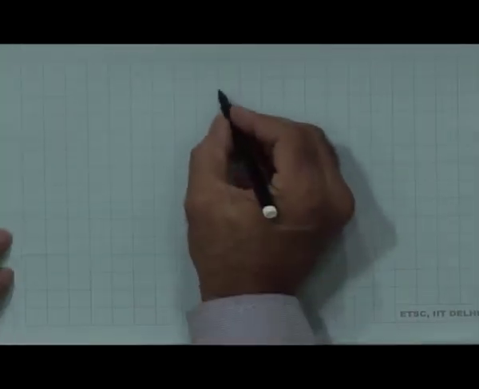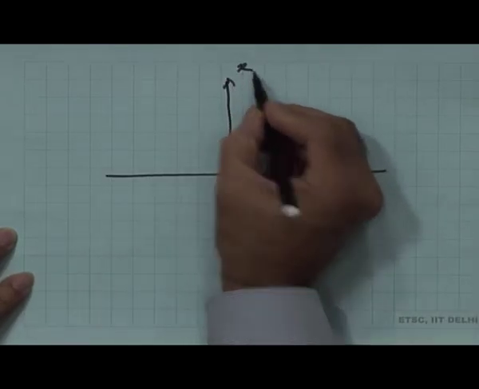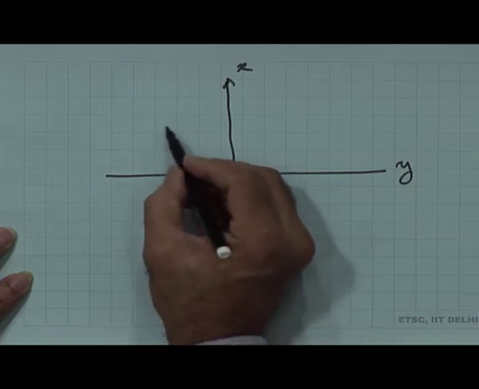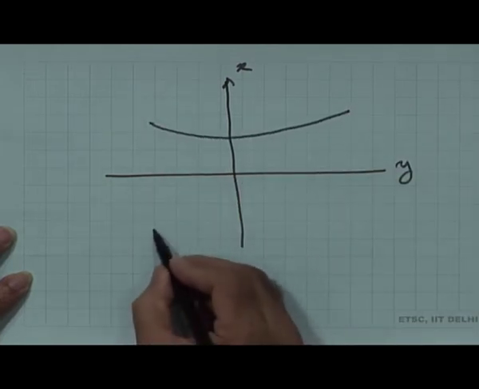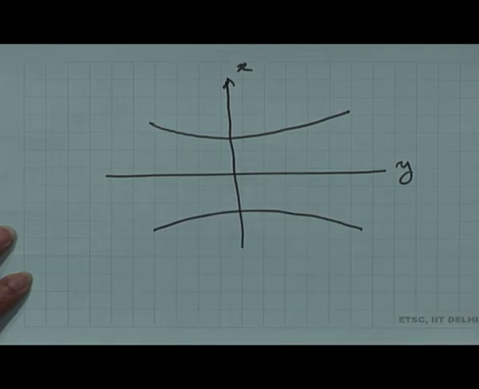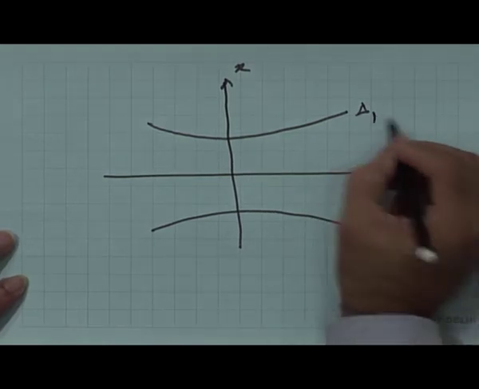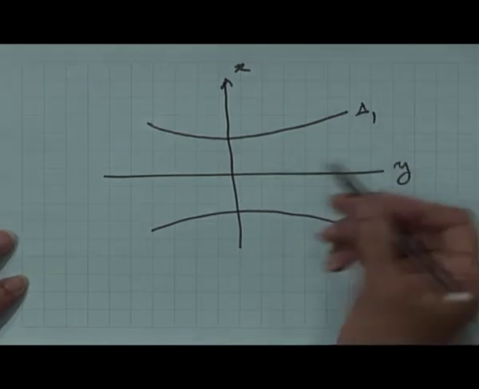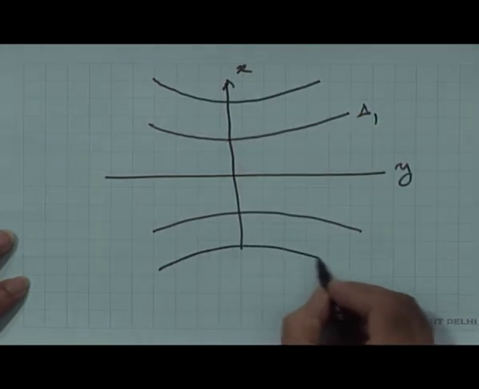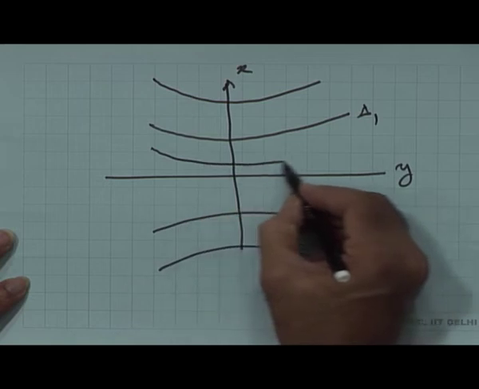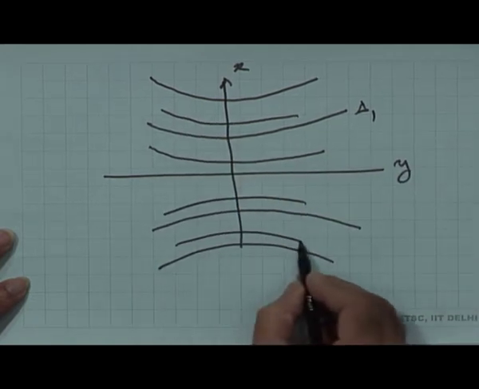So, let me draw this hyperbola here. This is the x axis and this is the y axis. For one particular value of delta, we will have a hyperbola like this. So, this is for a particular value of delta, let me call it delta 1. If I take a different value of delta, then I will get another curve here. So, depending on the value of delta, we will get a family of hyperbolae here.